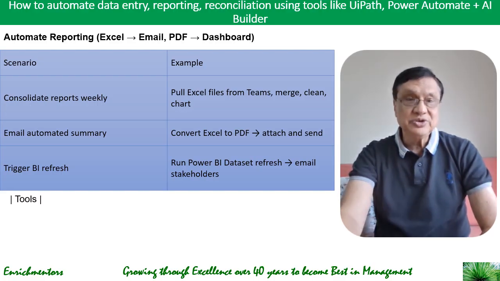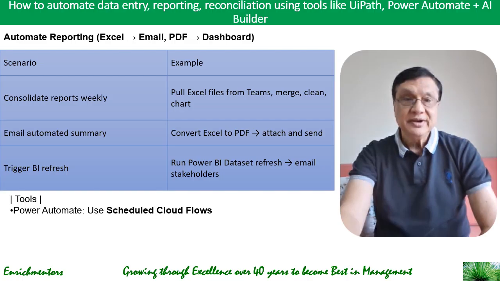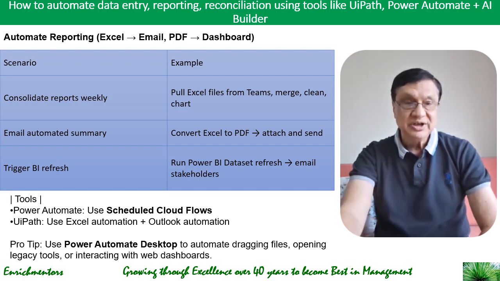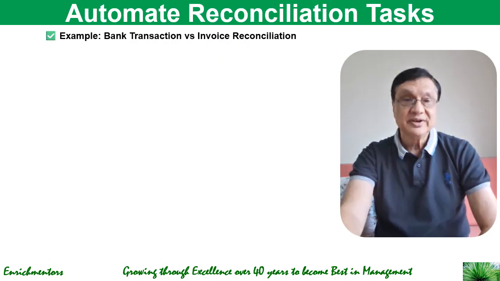What are the tools you can use for automated reporting? You could use Power Automate, where you can use scheduled cloud flows. You could use UiPath, where you use Excel automation plus Outlook automation. And remember to use Power Automate Desktop to automate dragging files, opening legacy tools, or interacting with web dashboards.